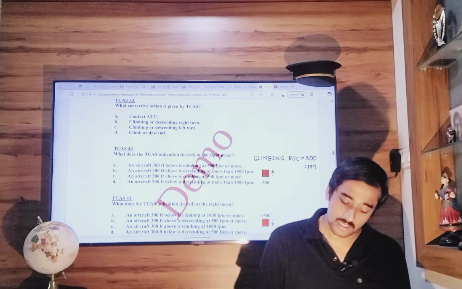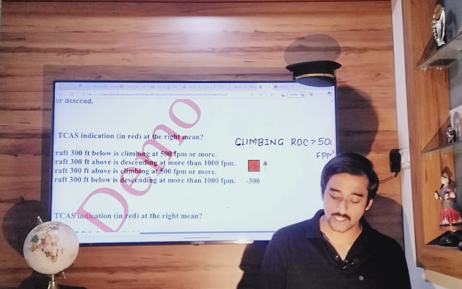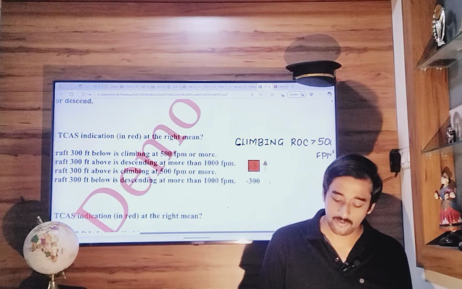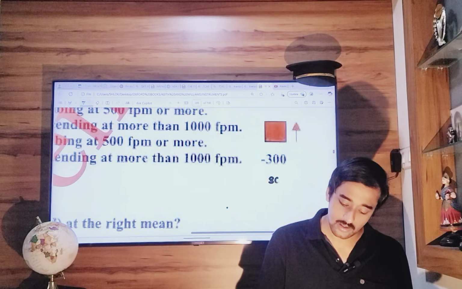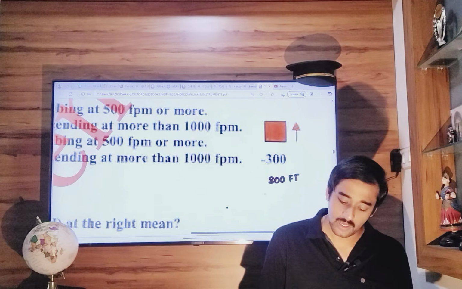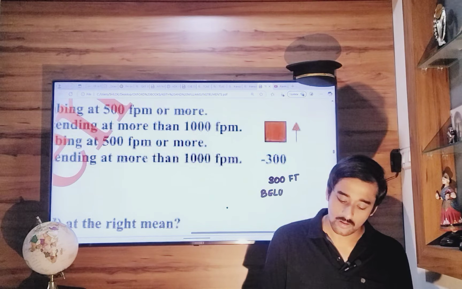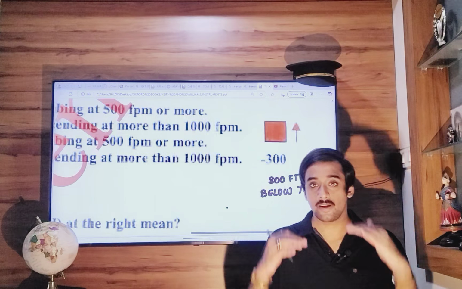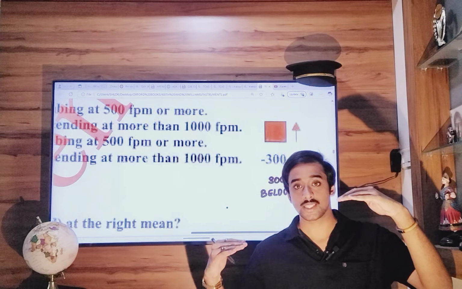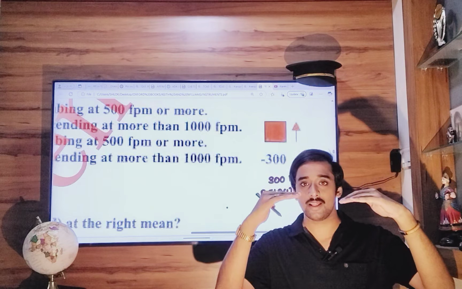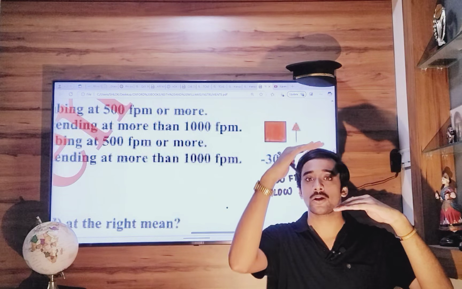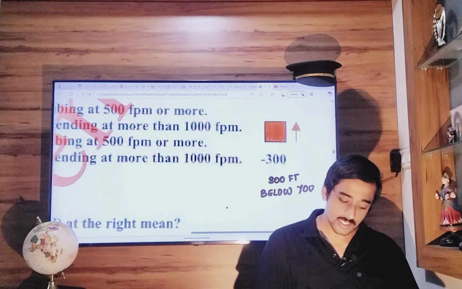Minus 300 means that conflicting traffic is 300 feet below you. Okay, it is 300 feet below you, and now it has started climbing. Okay, and it's soon going to reach your level, and then maybe it will cross you and go to a higher level. So that is the meaning of that.